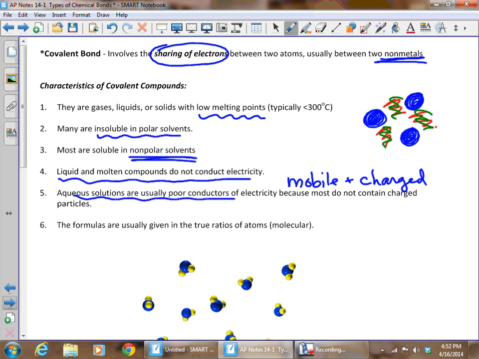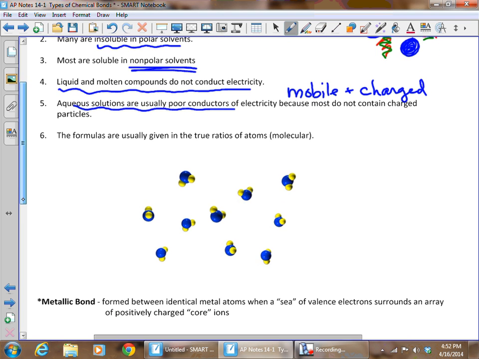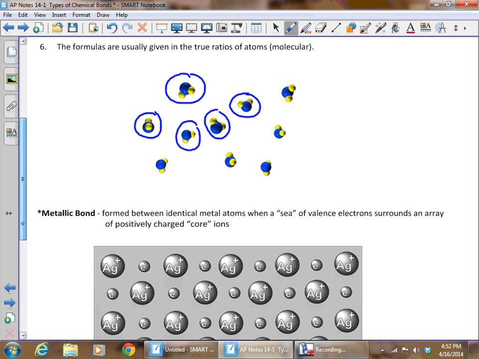So they can be as mobile as they want to be moving around, but if there's no charge on them, they're not going to conduct electricity. And since covalent compounds do not have a charge, they're not going to conduct electricity. The polar ones, you can get them to conduct electricity very weakly, but it's still not great. The formulas are given in true ratios because when you have a covalent compound, you have individual discrete molecules. And those molecules, you get the actual molecular formula for those molecules, H2O for water in this case.